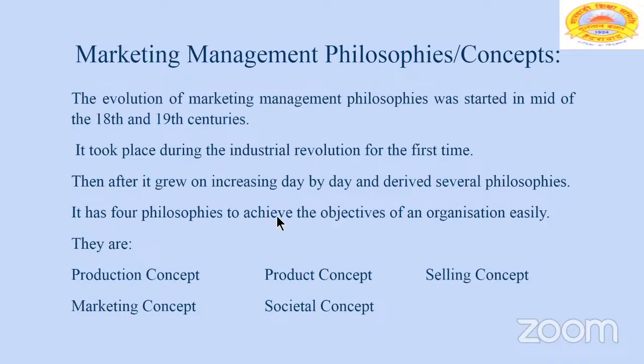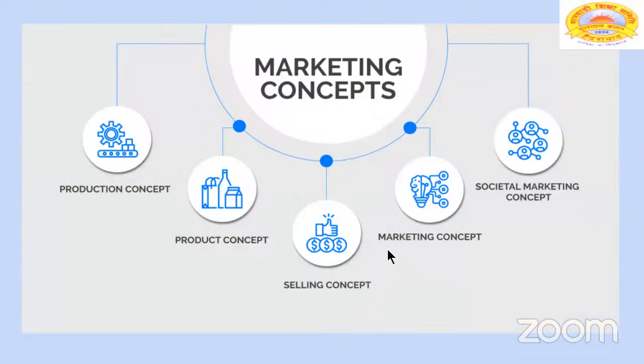There are basically four major philosophies for every organization to achieve their objectives. These are the production concept or product concept, selling concept, marketing concept, and societal concept. Production to product, product to selling, selling to marketing, marketing to societal. Let us understand this one by one in detail.